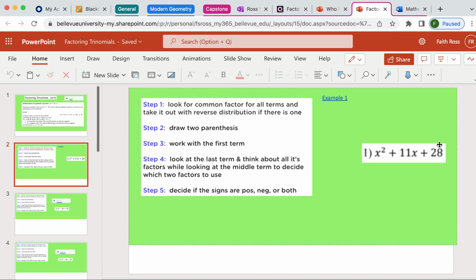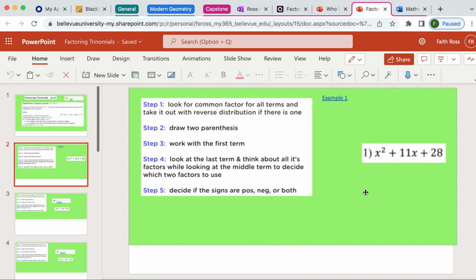Then we're going to look at 28. So if we think about all the factors that go into 28, like 1 times 28, 7 times 4, all of those, then we can decide which numbers would be best to make the middle term. So which factors go into 28 is going to determine our 11x.